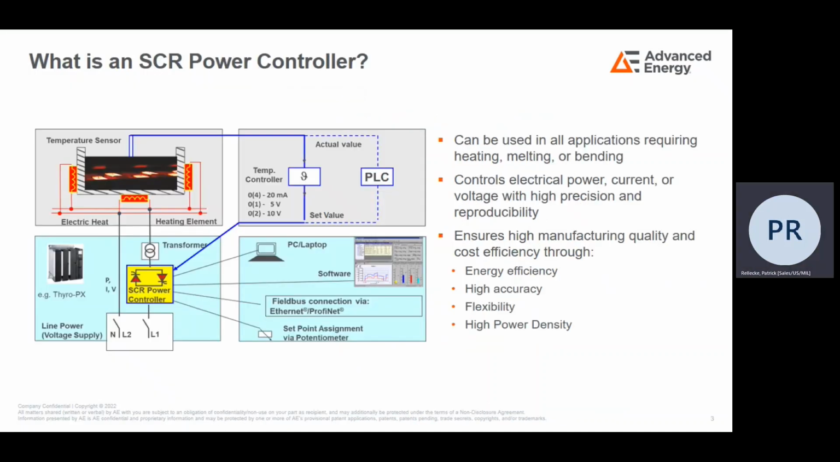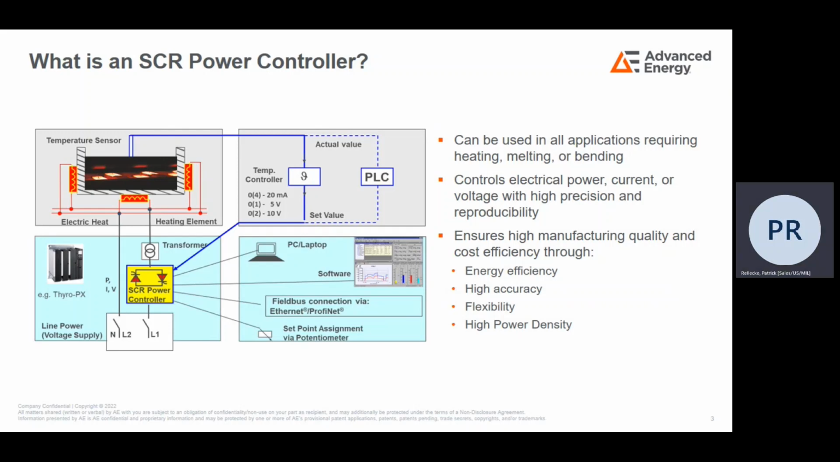What is an SCR power controller? SCR stands for Silicon Controlled Rectifier and is the heart of our SCR power controller. Basically, it consists of two thyristors switched in parallel, where one thyristor is connected the opposite way. This is done to allow one thyristor to control the positive half wave of our sine wave and the other to control the negative half wave. SCR power controllers are typically used in applications where heating, melting, and bending is required. It can control either the voltage, current, or power applied to a heating element. The SCR power controller is a very precise and efficient method of controlling electric heat.